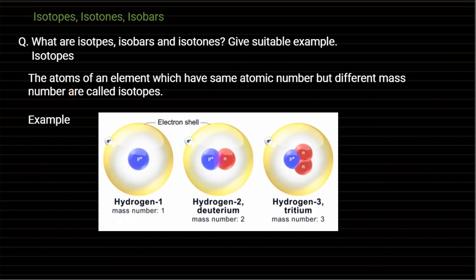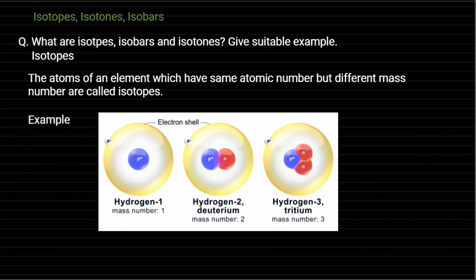For example, you can take hydrogen, deuterium and tritium. In this case you have a hydrogen atom. Inside the hydrogen atom, how many protons are there? 1. Now let us take the second case, deuterium. Inside the nucleus, how many nucleons are there? There are 2 nucleons. One is a proton, the other one is a neutron.